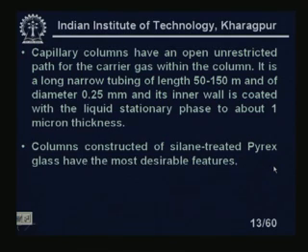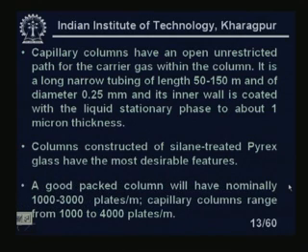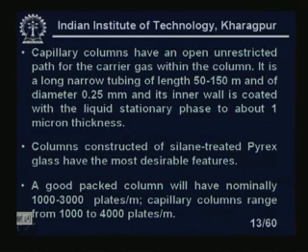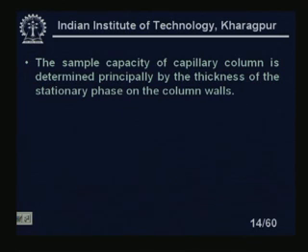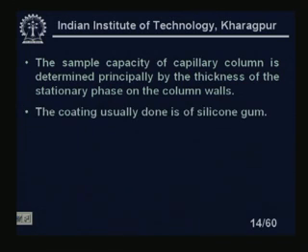Columns constructed of silane treated Pyrex glass have the most desirable features. A good packed bed column will have nominally 1000 to 3000 plates per meter. We have seen that this concept actually came from the distillation columns. So, the more the number of plates, the better is the separation. Capillary columns range from 1000 to 4000 plates per meter. This is a theoretical value, right. The sample capacity of a capillary column is determined principally by the thickness of the stationary phase on the column walls. The coating usually done is of silicone gum.